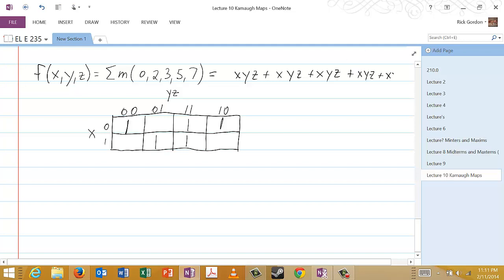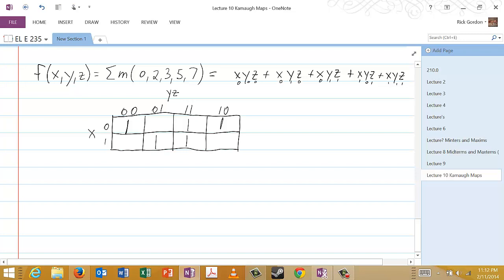Or x, y, z, because we know that every min-term must have all 3 variables in it, and there must be 5 of them, so I'll denote it like that. And then for 0, well, we can do it like this. This is 0, 0, 0. 2 will be 0, 1, 0. 3 would be 0, 1, 1. 5 would be 1, 0, 1. And 7 would be 1, 1, 1.